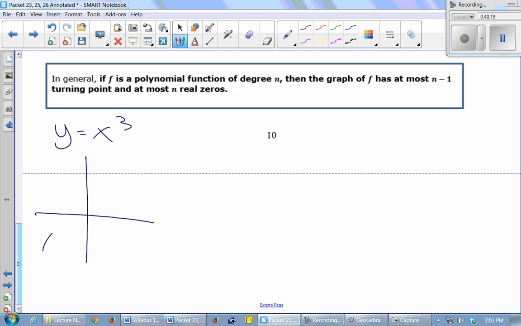Its graph looks like that. What's the degree of x cubed? 3. And how many zeros does it have? 1. Real zeros, or 1. And how many turning points does it have? None.